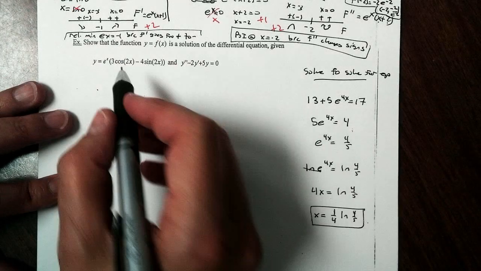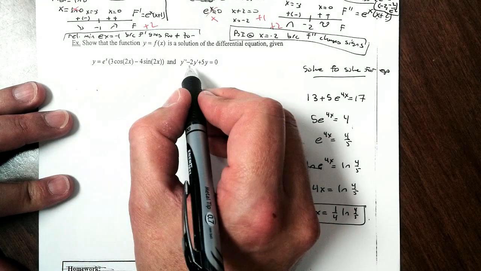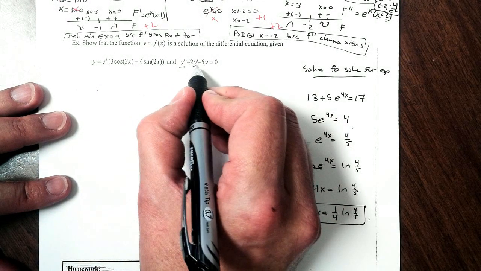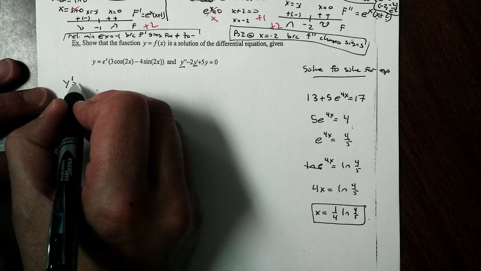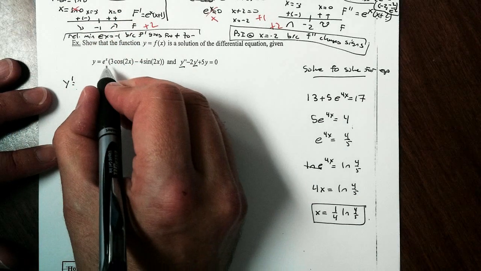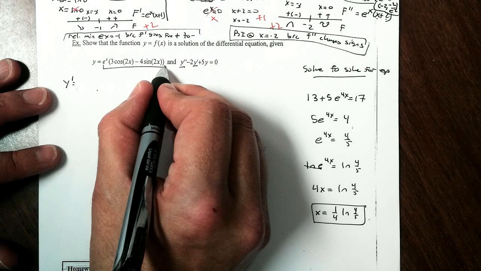Alright, so let's see here. This is a nasty little problem. Take a look at what we need. We need the second derivative and we need the first derivative. So let's go ahead and find our derivatives. Y prime, e to the x. This is a nasty product rule.